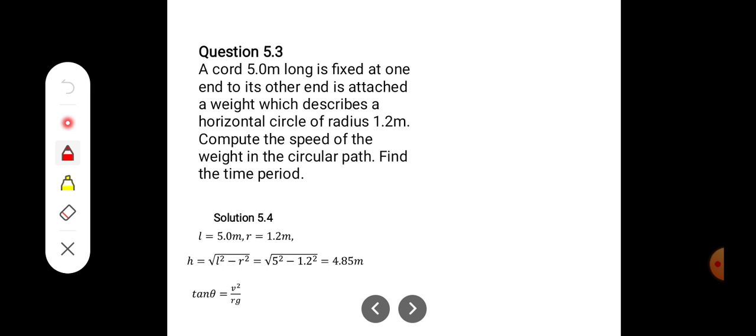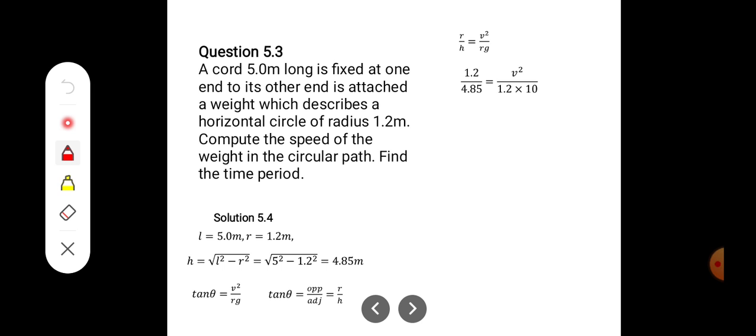But there is also something I would like us to note here. Remember, tan theta is also r over h when you look at the conical pendulum. That's radius over height, opposite over adjacent. Now, if we equate them, you're going to see that r over h is equal to v squared over rg. And if we substitute that, we're going to get r is 1.2 all over h, 4.85, equal to v squared over rg.